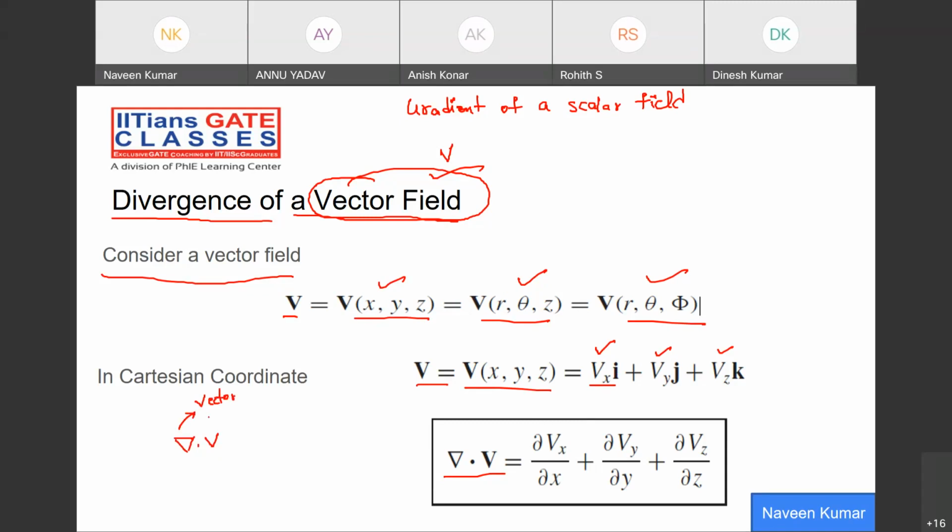Del is a vector quantity. What is V? V is also a vector quantity, right? So vector dot vector, what will be the result? Scalar quantity. Yes, very good. So that will be a scalar quantity.